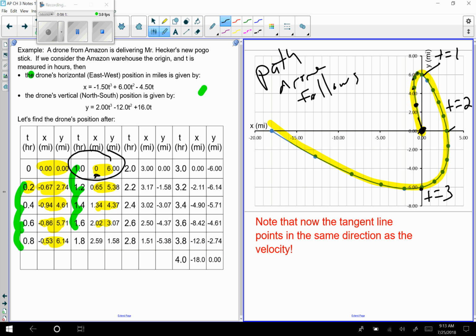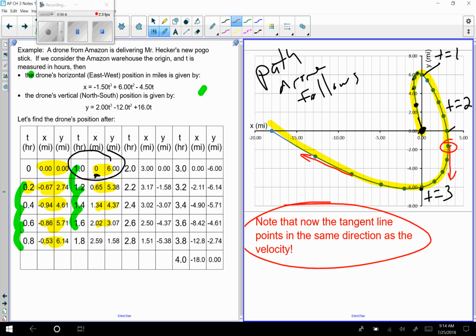Now, suppose I wanted to know something about the direction that it's traveling. Well, at any given instant, the direction that the drone is traveling is tangent to the curve. So right here, the drone is going this way. Over here, the drone is going straight south, right? Let's check that. That's at 2.2 hours, right? Oh, I can't do that yet. We'll do that later. But the tangent line points in the direction of the velocity, but it doesn't tell us anything about how fast it's moving.